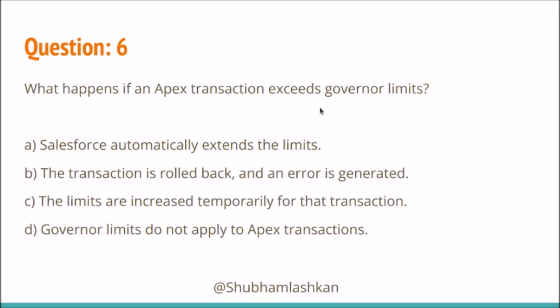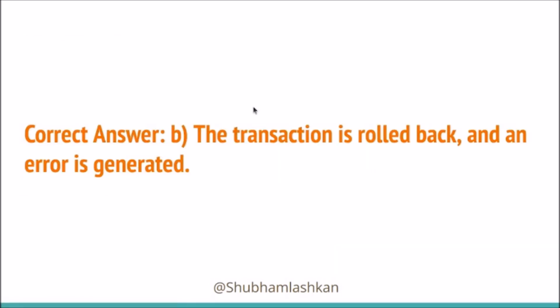If you know about governor limits, then you will be able to solve this question. And I will add the video link on the I button so you will understand more about governor limits. Let's see what is the correct answer of this question. And the correct answer is option B. The transaction is rolled back and an error is generated. Let's move to the next one.